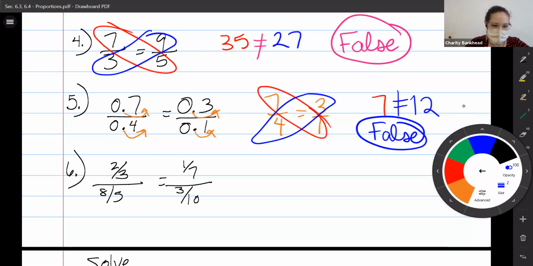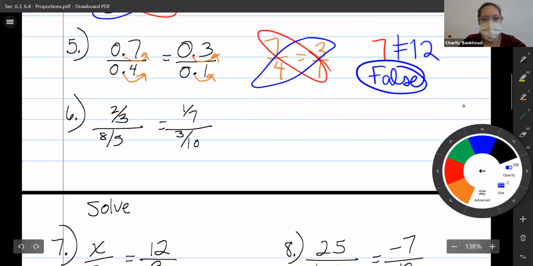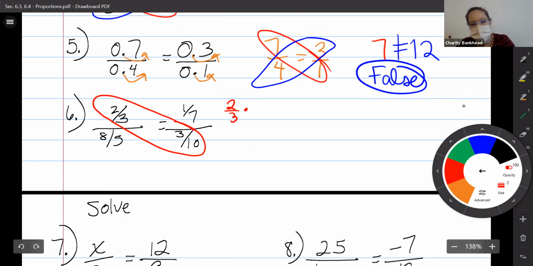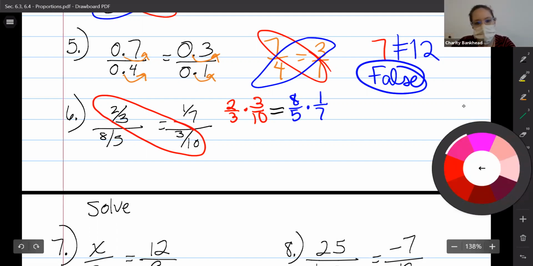Okay, number 6. All right, well, fractions always make it fun. So I think I would just go ahead and straight up cross multiply this to start with, and I think that will be just as easy as anything else. So 2/3 multiplied by 3/10, and we want to determine if that is equal to 8/5 multiplied by 1/7. Okay, so over here, these 3's would cancel out, and I know 2 goes into 10 5 times, so that would end up being 1/5.